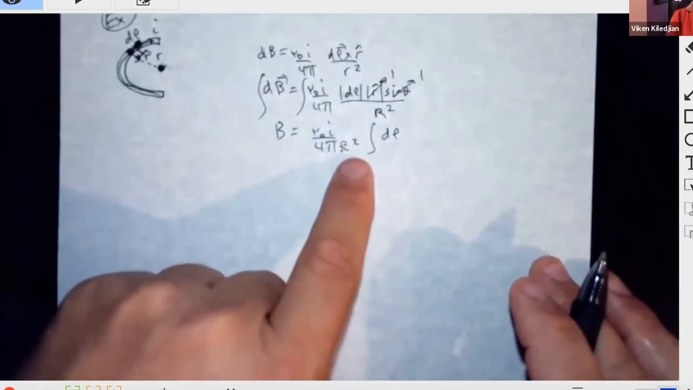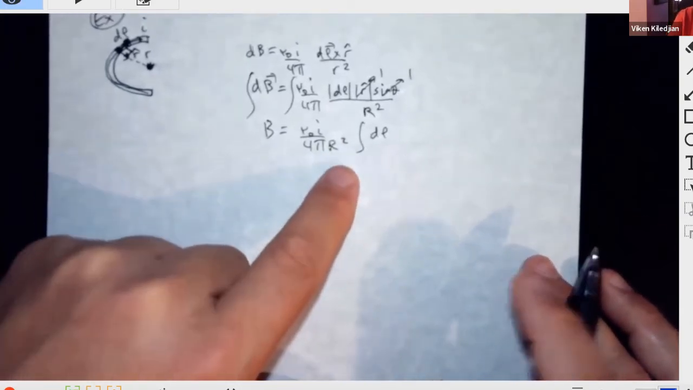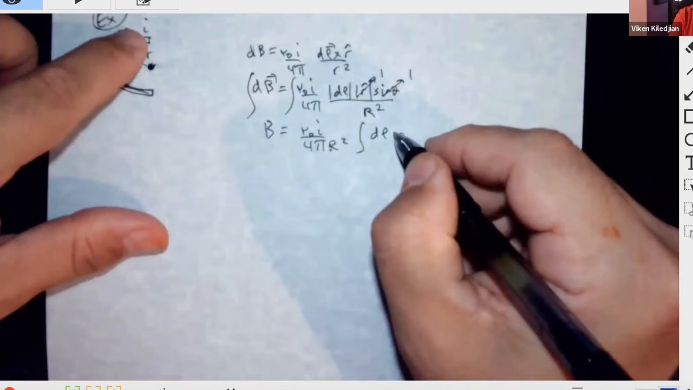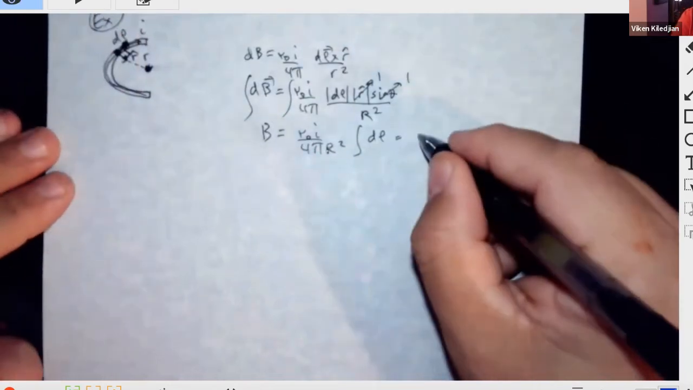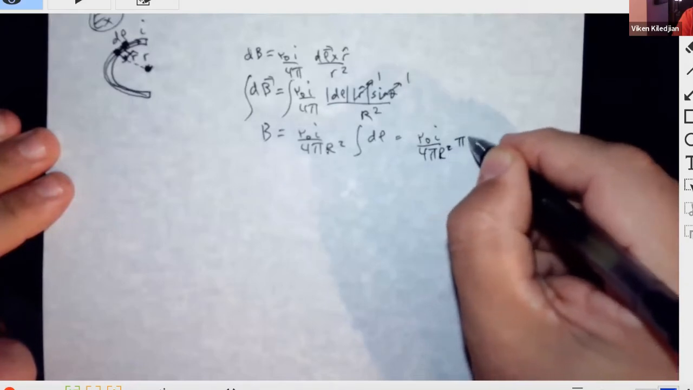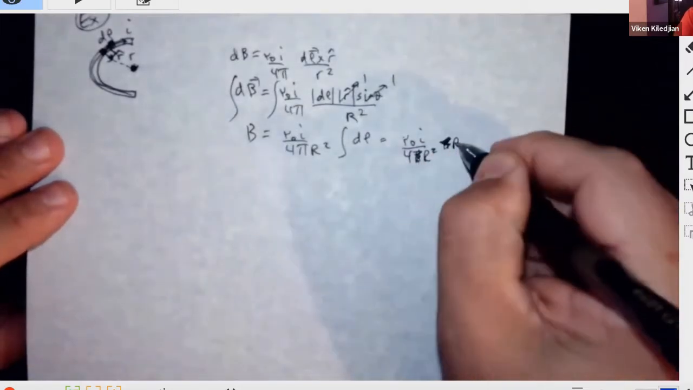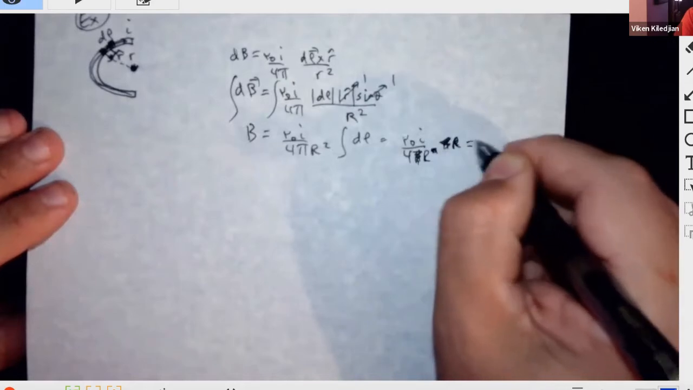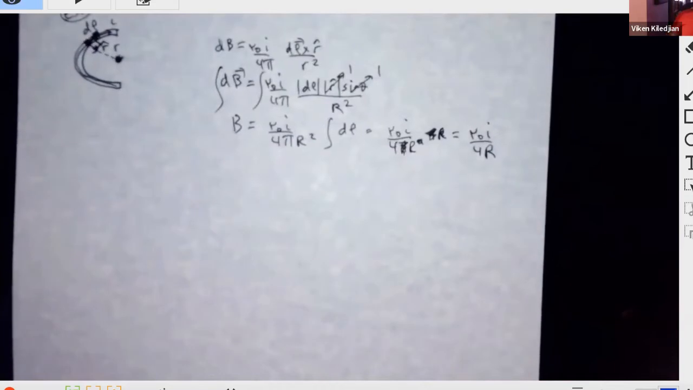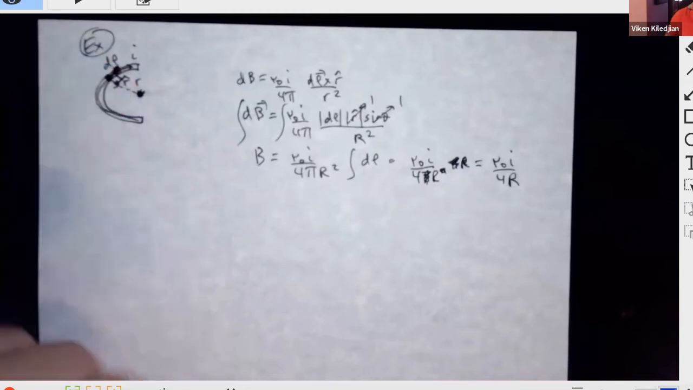Right? So since the radius is constant, we pulled it out of the integral. And then the integral dl is going to be the circumference of a semicircle, right? So then it's just pi r. And then the pi cancels, and the r and the r cancel. So you have mu 0 I over 4r. Okay? So the magnetic field at the center of a semicircle is mu 0 I over 4r.